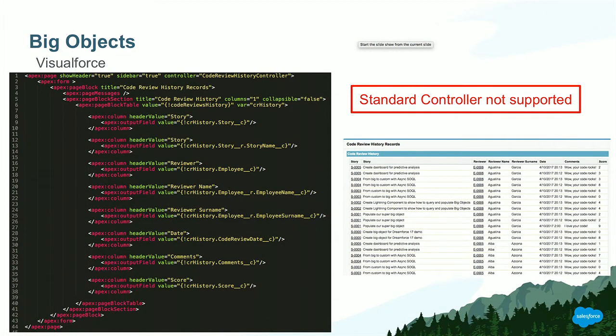If you are still in Classic, there's no problem at all, because you can create a Visualforce page using Apex and SOQL, as we have seen for the Lightning component. The only thing that you have to bear in mind is that as a standard UI is not available for big objects, you will have to create a custom controller.